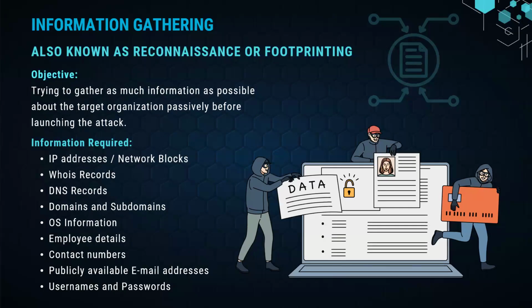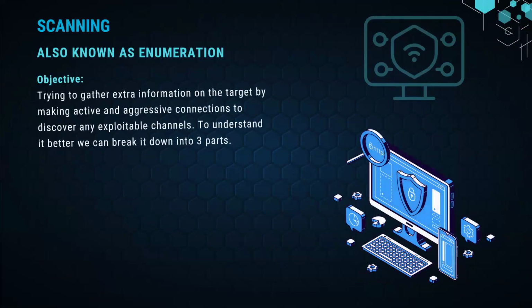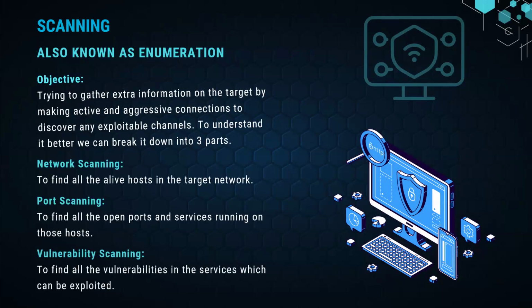So these IP addresses, these domains, these contact numbers, these email addresses are used in the next phase, which is scanning. So here you make direct active connections on those devices to get some extra data. Basically, here you perform three types of scanning. There's network scanning, port scanning, and vulnerability scanning. In network scanning, we figure out in the organization what devices are available.